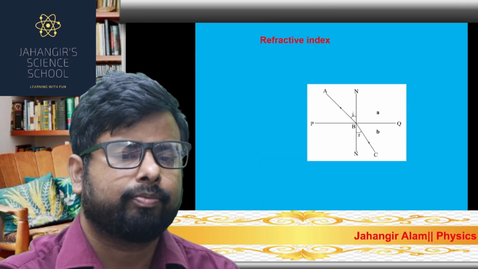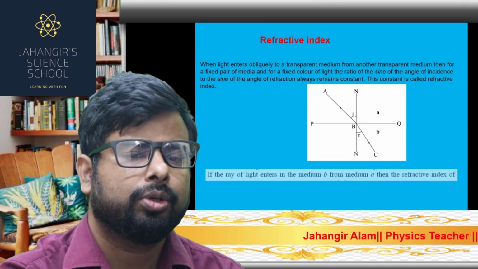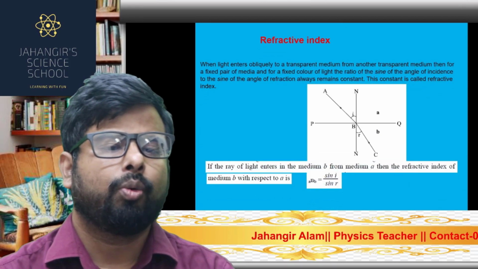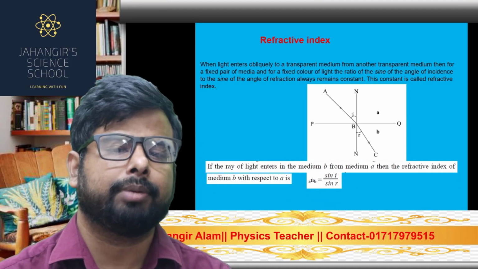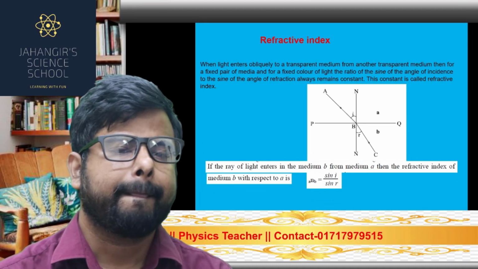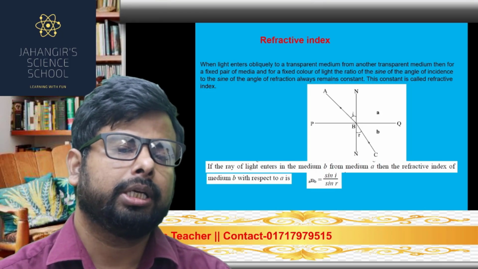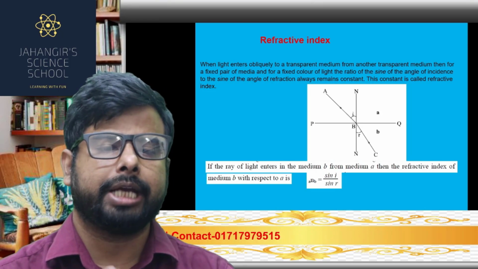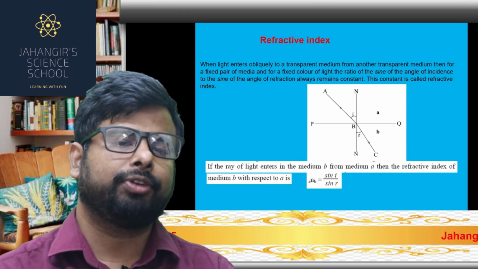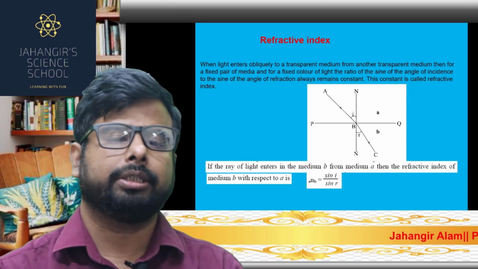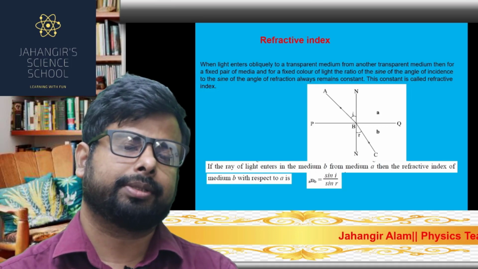refractive index. What is refractive index? When a light ray enters obliquely into a transparent medium from another transparent medium, then for a fixed pair of media and for a fixed color of light, the ratio of the sine of the angle of incidence to the sine of the angle of refraction always remains constant. This constant is called the refractive index.